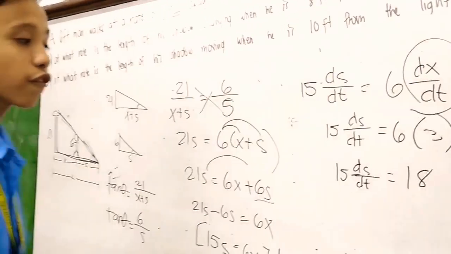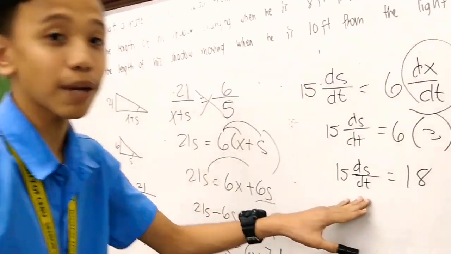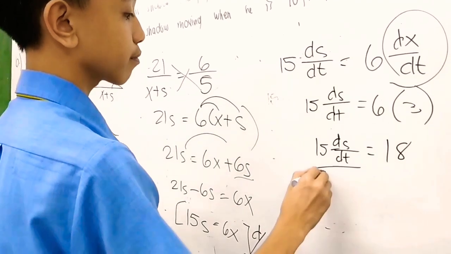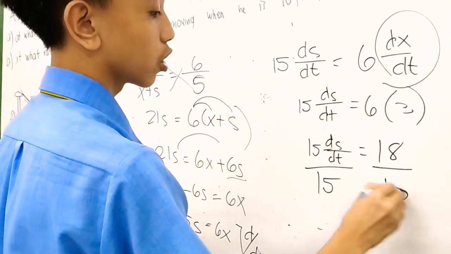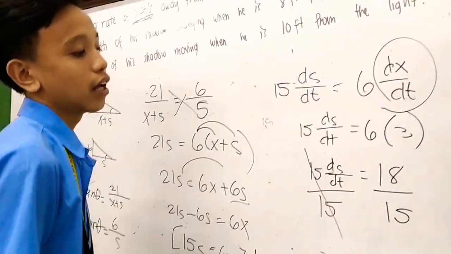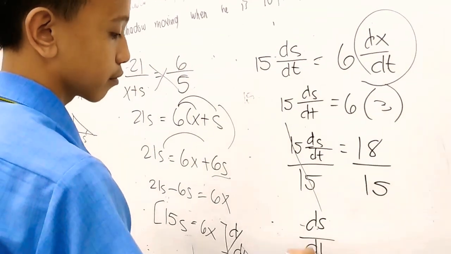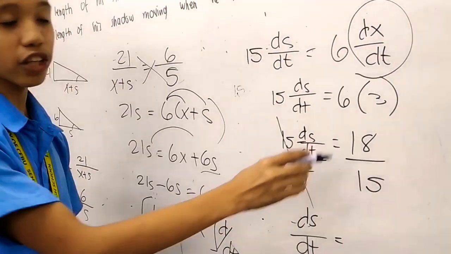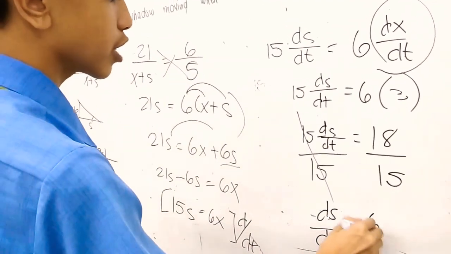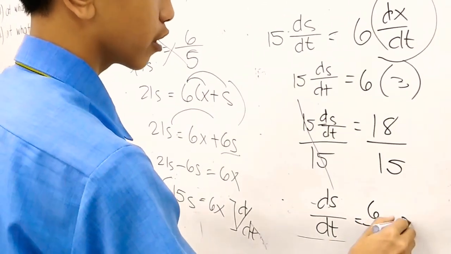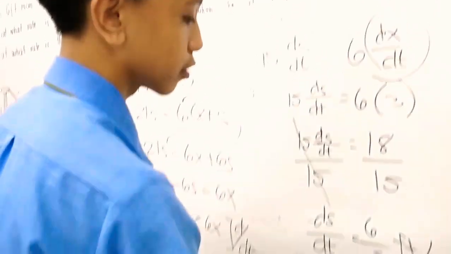And now since we're looking for ds over dt, we're gonna divide both sides by 15 for us to cancel this. So our ds over dt is simply 18 over 15, or just 6 over 5 feet per second. And that's our ds over dt.